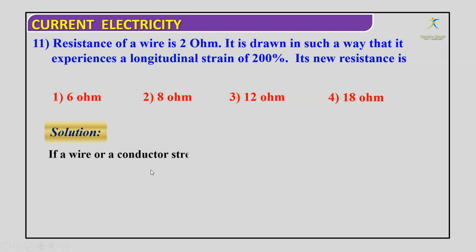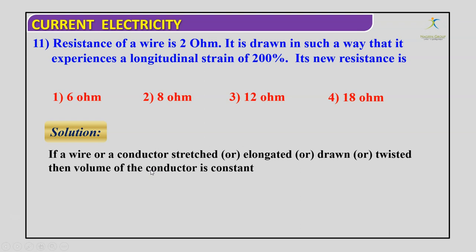So, if a wire or a conductor is stretched or elongated or drawn or twisted, then the volume of the conductor is constant. That means R equals rho L by A into L by L. We solve this particular term and get the result: R is directly proportional to L square.